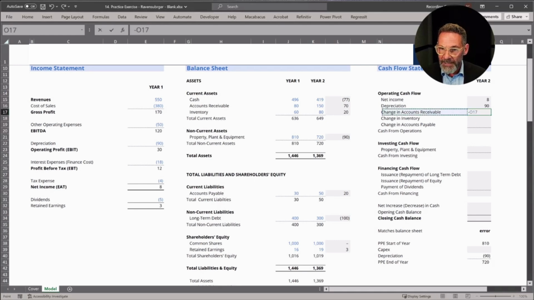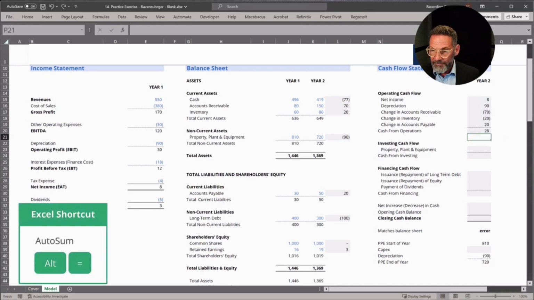So now I'm just going to put a minus sign, minus 70, and copy that down, Control D. With accounts payable, we know that accounts payable has increased by 20. That means we've kept cash that we would otherwise have to pay to suppliers. So that's a positive number. I'm going to go plus and select the 20 there. I'm going to sum it up, and we have our cash from operations.